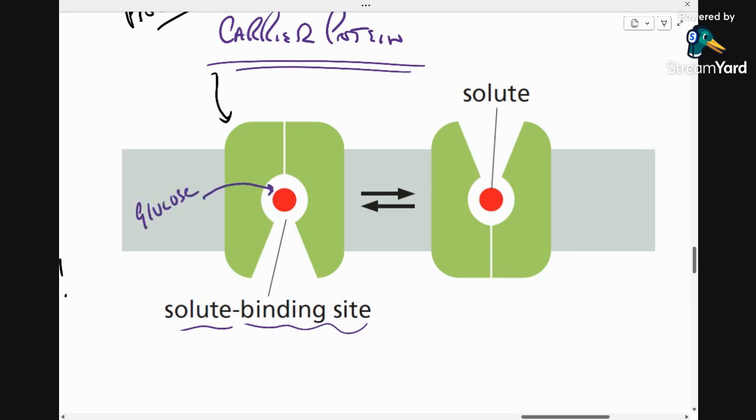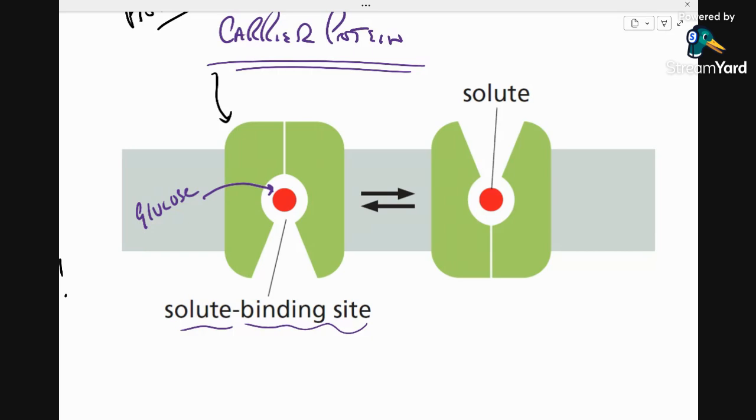And glucose binds to the protein, right? The binding site for glucose is on one side of the membrane. When glucose binds, it triggers a change of shape in the protein carrier. Okay, we don't need energy for this, but binding alters the chemistry of the different amino acids within the structure, and it causes a change in shape.